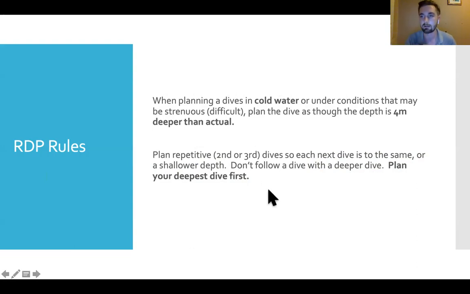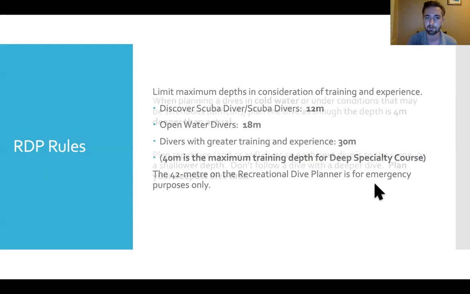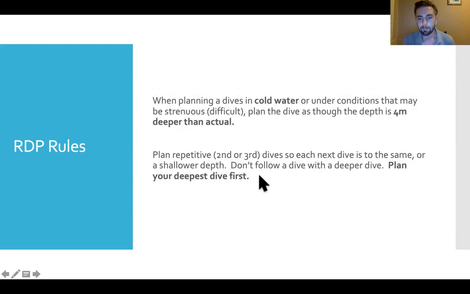Now, doing the opposite of that is referred to as reverse profiling. There has been some new research on that recently, released by DAN Europe, which I can send to you guys if you're interested. It suggests that there might not be an increased risk of DCS if you do a reverse profile and follow conservative factors, but it is a general rule that still exists and we should be aware of it. And it is better for dive planning anyway. Going deeper to shallower, you're going to have longer NDLs on your subsequent dives, which is safer to do anyway.